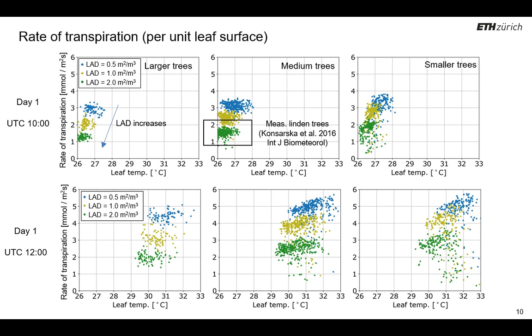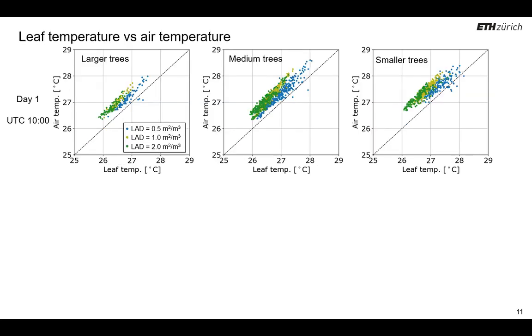But at different times of the day, you can see these values change a lot, depending on the time of day and also air temperature. What happens in terms of leaf temperature versus air temperature? There's always this trend that we observe, no matter what the size of the trees and also no matter what the time of the day is.